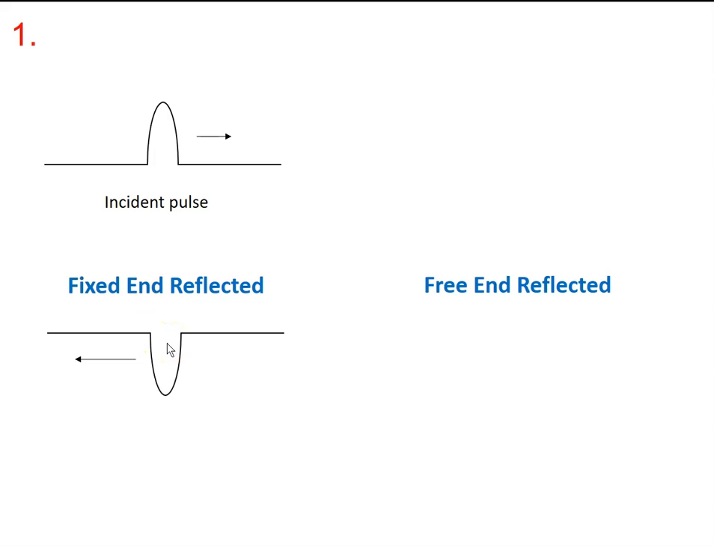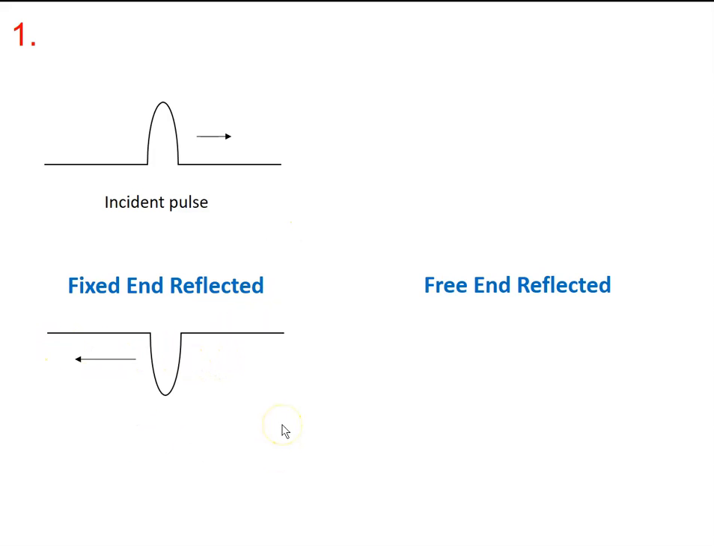And you'll recall that in fixed end reflection, the pulse or the wave flips or it inverts. So the incident wave is on the top, and in fixed end reflection, it flips. So now it's on the bottom. This is going into the barrier, and this is going away from the barrier.